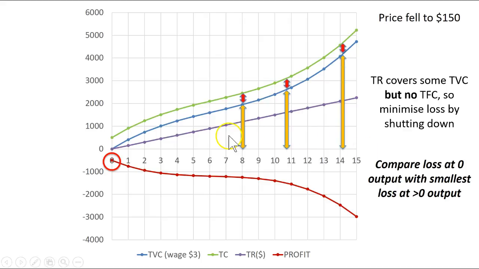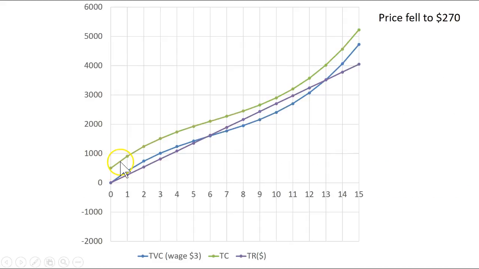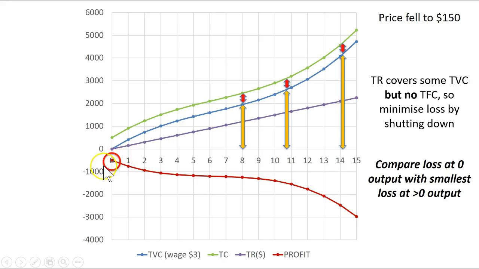In that case, we would say that the firm should shut down. Okay? Because at every level of output, the firm doesn't generate enough revenue to cover its whole wage bill or cover any of its fixed costs. It's not rational to stay open. It minimizes its losses by producing nothing.